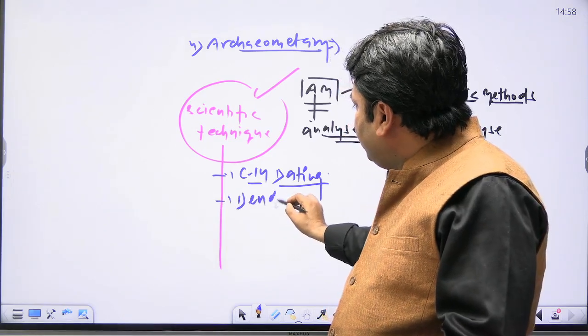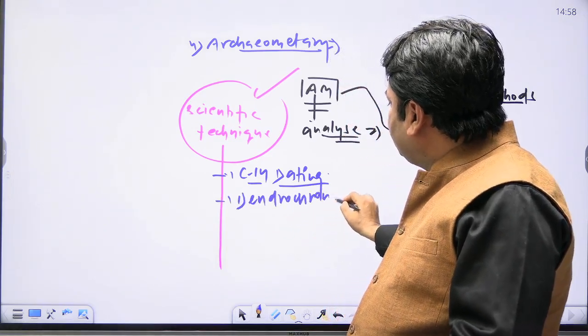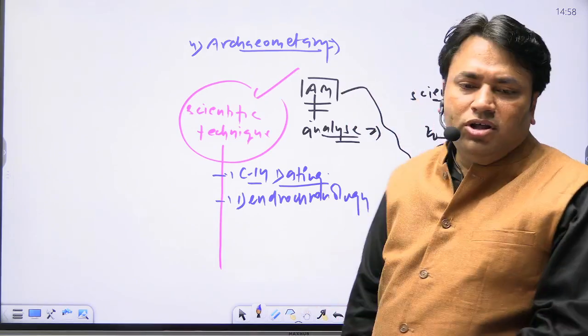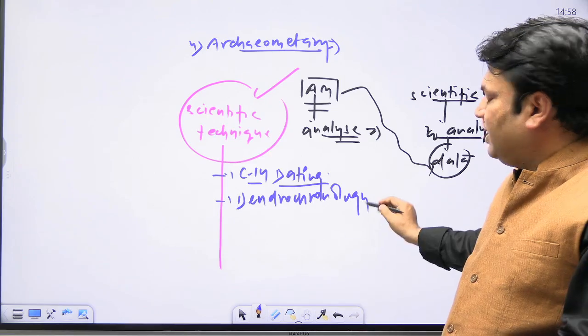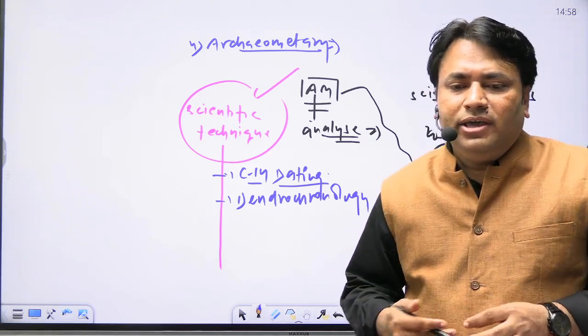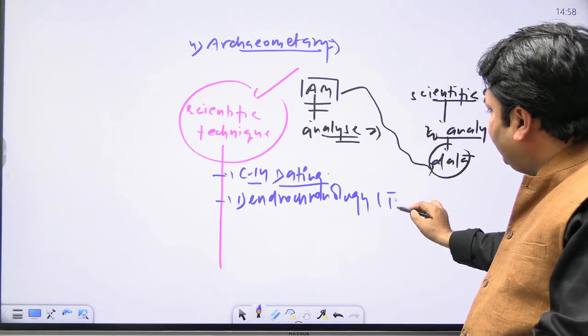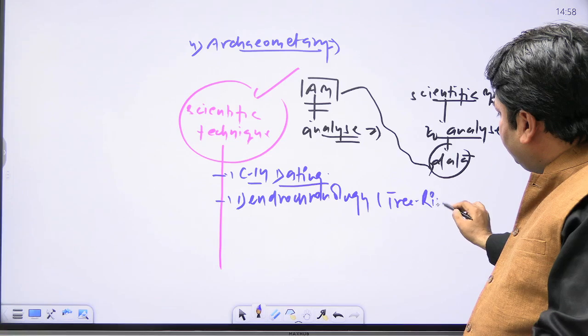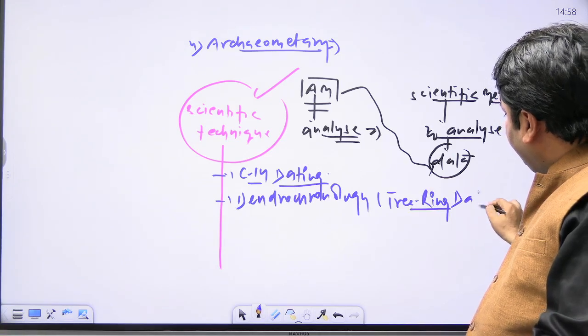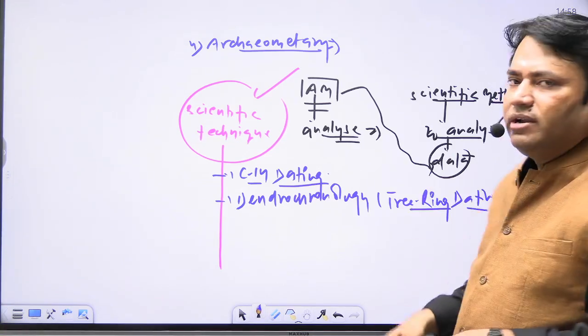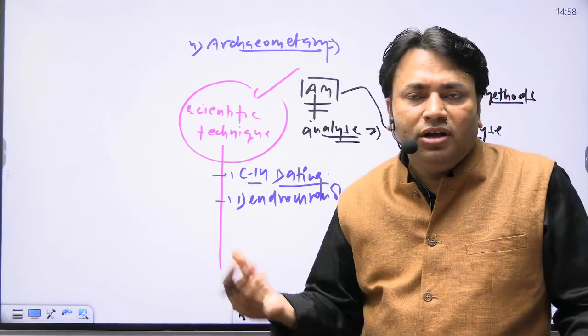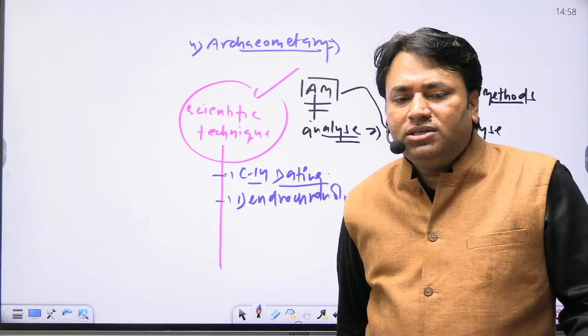dendrochronology. I will also discuss each and everything. Dendrochronology is also called tree ring dating. I will discuss with you why this is called tree ring dating. Basically, these methods are used to determine the age or the time period to which these archaeological materials belong.